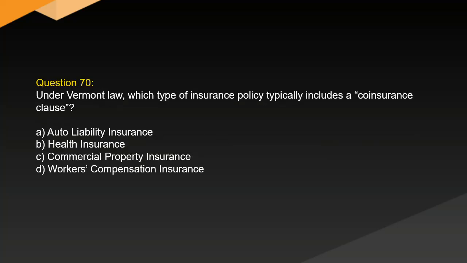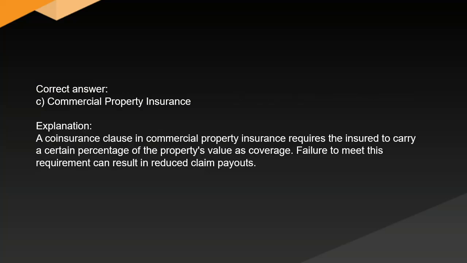Question 70. Under Vermont law, which type of insurance policy typically includes a coinsurance clause? A. Auto liability insurance. B. Health insurance. C. Commercial property insurance. D. Workers' compensation insurance. Correct answer: C. Commercial property insurance.